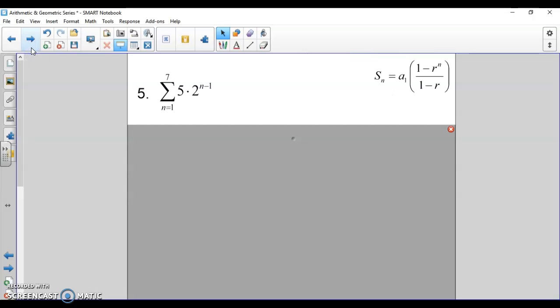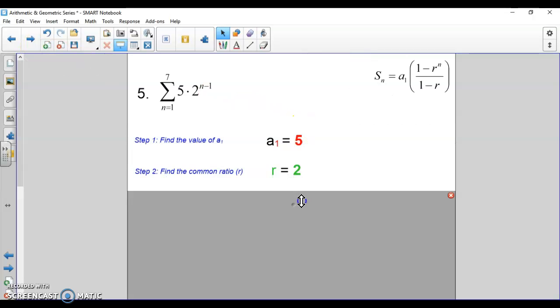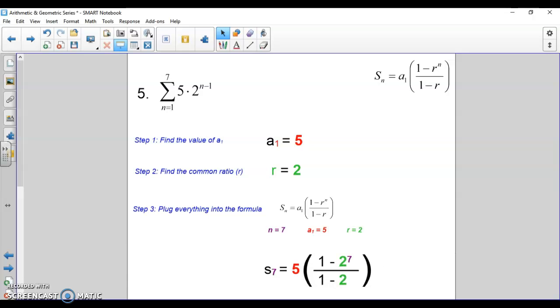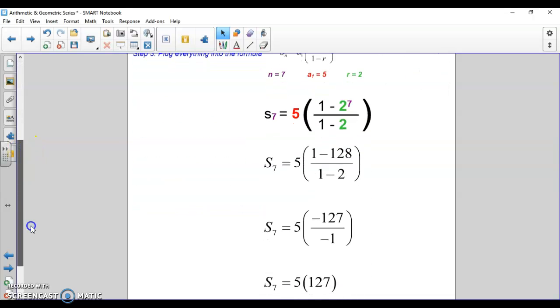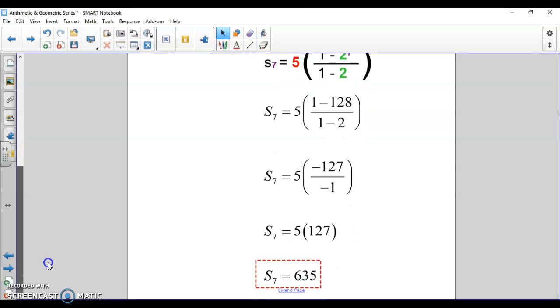Got that. Next one, exact same deal. 7 terms in the sequence. We have our first value, our common ratio is just 5, then 2. Then we just plug everything in. It's going to get bigger exponentially. So we have this. 5 times 127, we get 635. Alright, so we got that.